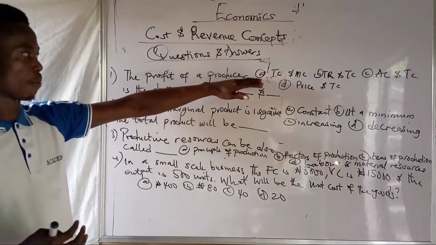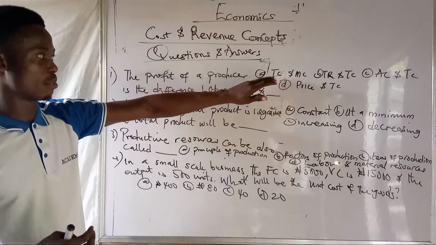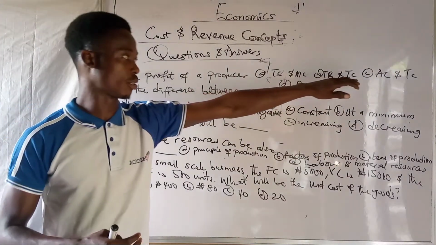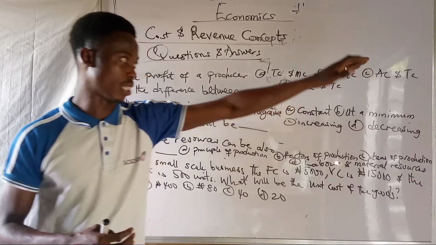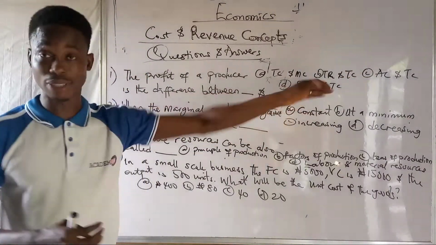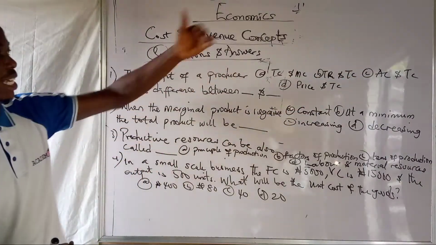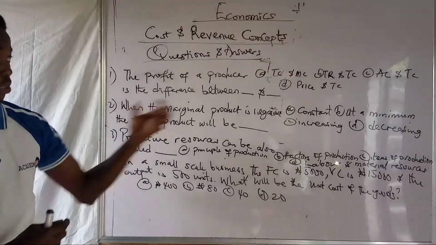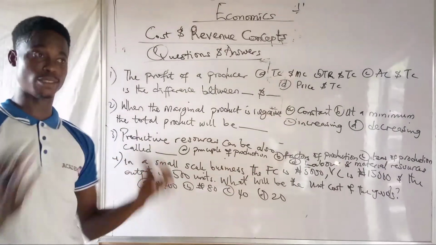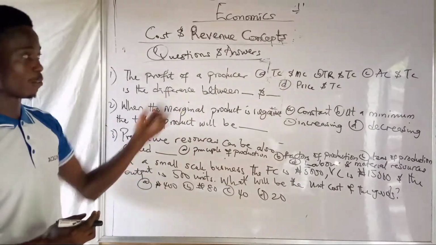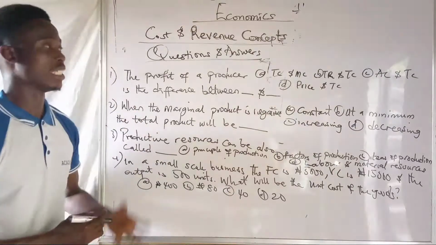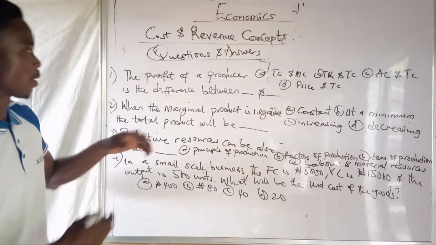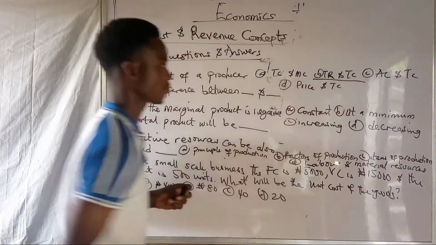So looking at the options here, we have total cost, the difference between the total cost and marginal cost, the difference between the total revenue and total cost, average cost and total cost, and lastly, price and total cost. If you look at it vividly, the correct answer there is the difference between the total revenue and the total cost. Because the total revenue is the one that will tell you, after you have sold what you have produced, that this is the amount you have realized. Then you take away the costs that have been incurred in production. So the answer here is this.